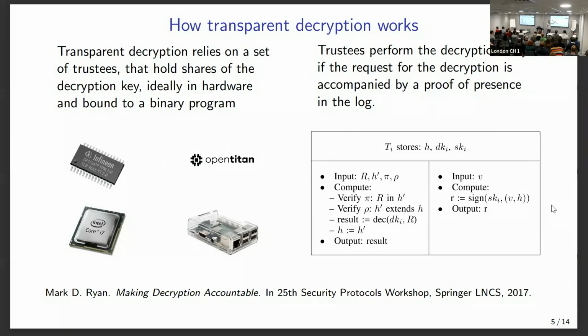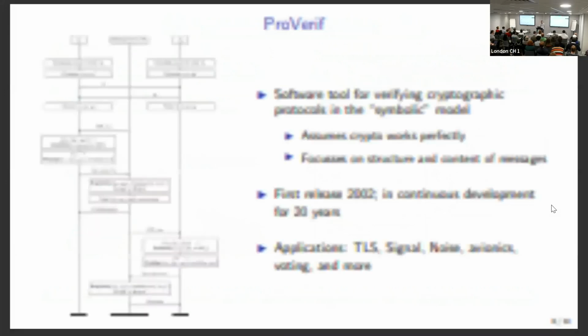Or maybe it would be something like OpenTitan. Titan is the Google chip that offers TPM protocols, but a superset of that, so others as well. OpenTitan is an open source project for further extending that. Or you could imagine it being done in Intel SGX or another confidential cloud computing platform. Or you could imagine it being done on a Raspberry Pi located in the trustee's office or house. So the trustees are distributed geographically, and everyone's got a Raspberry Pi in a corner somewhere that's monitoring the ledger, checking the proofs of presence, and doing their part of the decryption. So that's how transparent decryption works.